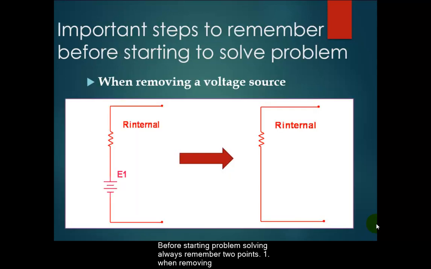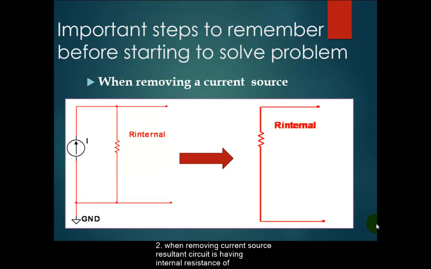Before starting problem solving, always remember two points. First, when removing a voltage source, the resultant circuit has the internal resistance of the voltage source. A short circuit replaces the voltage source as shown in the figure. And second, when removing a current source, the resultant circuit has the internal resistance of the current source, as an open circuit replaces the current source as shown in the figure.